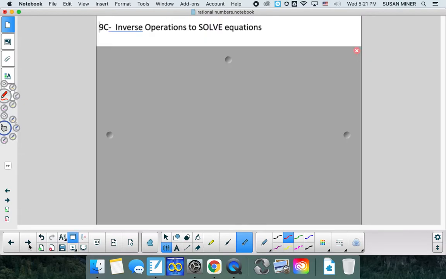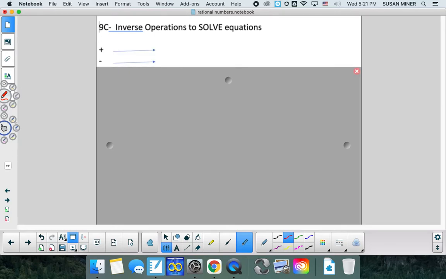Let's talk about inverse operations and how we solve equations. Inverse operations are opposite operations. Inverse means opposite. And remember, when I'm solving an equation, if I have something like x plus 2 equals 6, how do I solve it? The first thing I want to do is draw my line. And then my goal is to get x alone. So in order to get rid of the plus 2, what do I have to do? Minus 2. And if I minus 2 from one side, I have to minus 2 from the other side.